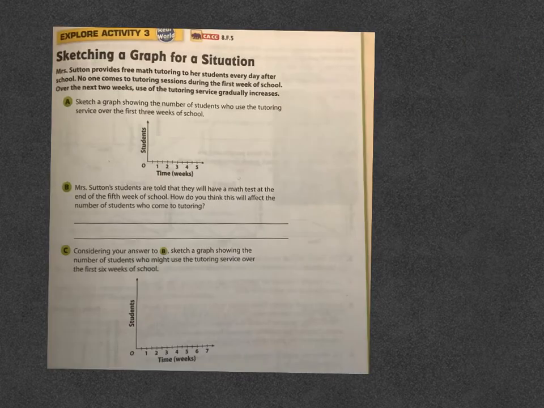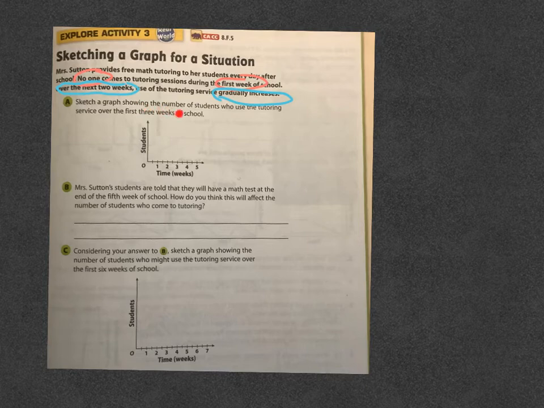Okay, let's look at Explore Activity 3. Mrs. Sutton provides free math tutoring to her students every day after school. How nice of her. No one comes to tutoring sessions during the first week of school. Poor Mrs. Sutton. Over the next 2 weeks, use of the tutoring service gradually increases. Let's circle a couple of key pieces of information. No one comes to tutoring the first week of school. No one. I'll change colors here. Over the next 2 weeks, there's a gradual increase. So they don't give us exact numbers, and that's okay. We just want to plot out what that looks like in movement.